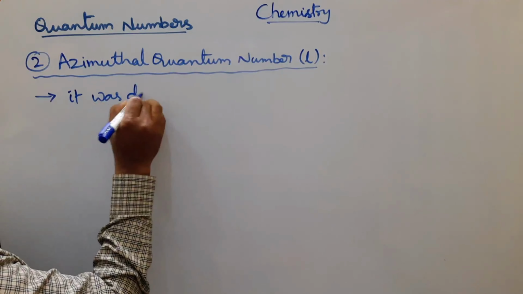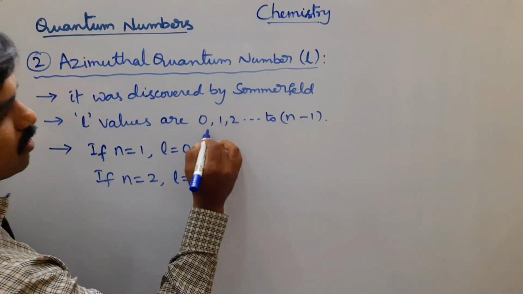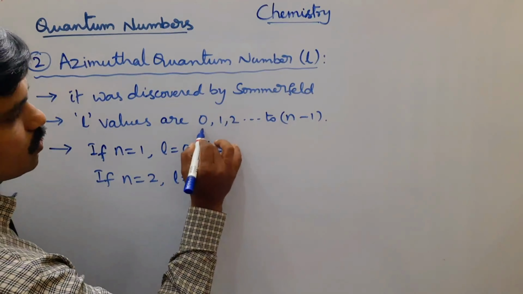For example, if n equal to 1, L equal to 0, then it is called s orbital, that is 1s orbital. If n equal to 2, L equal to 0 to n minus 1. That's why L equal to 0 is also possible. Now n equal to 2, L equal to 0, this is called 2s orbital. N equal to 2, L equal to 1, then this is called 2p orbital.